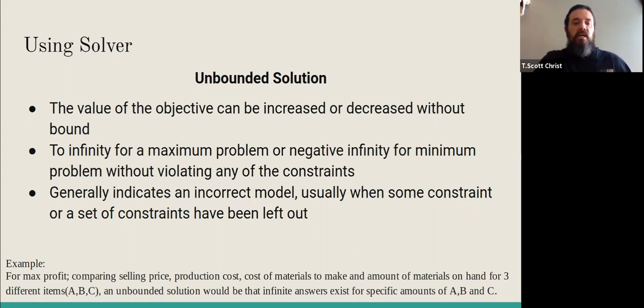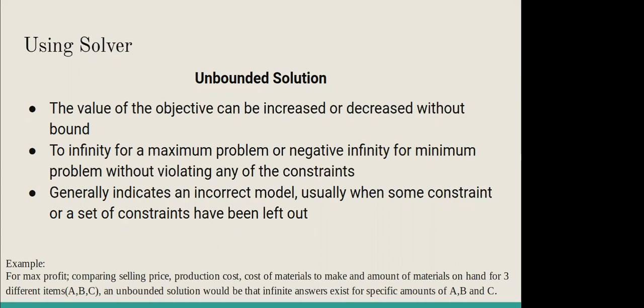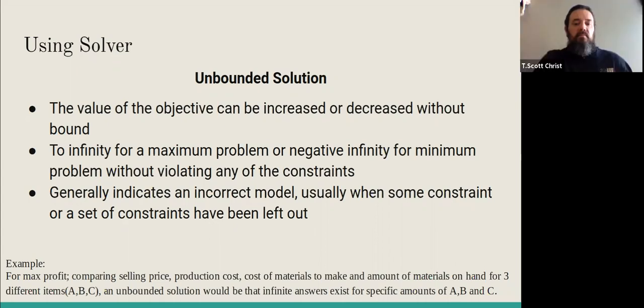As an example, for maximum profit with the products A, B, and C, an unbounded solution would be that an infinite number of answers exist for the specific amounts of A, B, and C. The criteria for max profit is that, say, X must be greater than 25 and Y must be greater than 10. The points of consideration are a straight line from X30, Y12 up to infinity. Since all points of consideration are greater than X25 and Y10, the solution is unbounded.